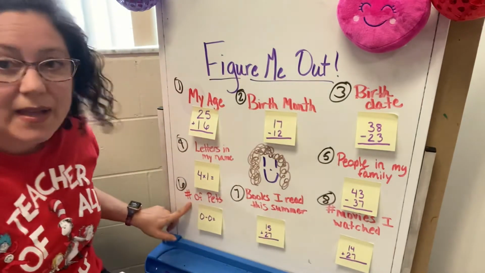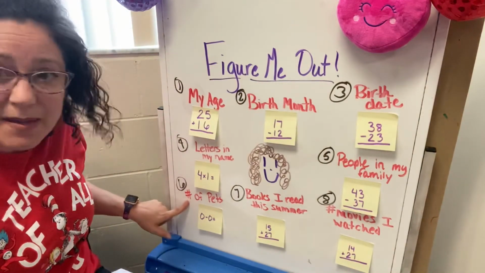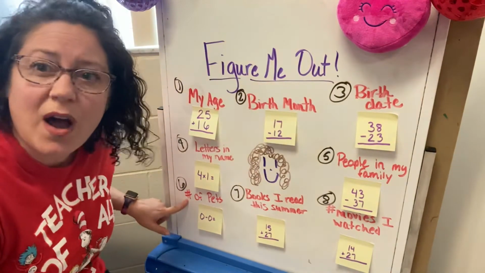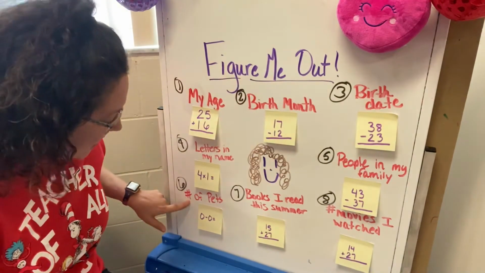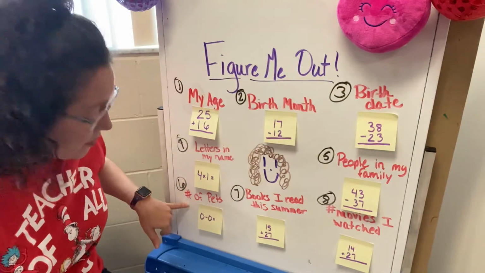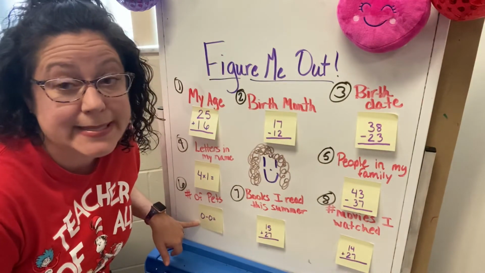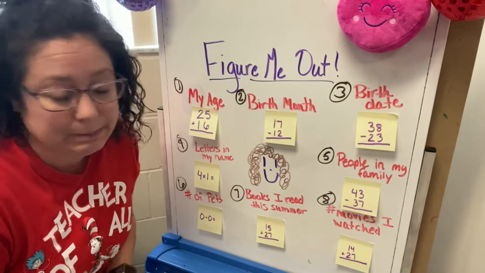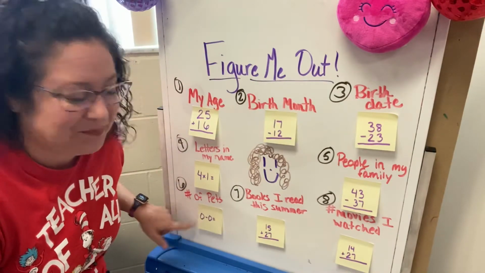Okay. Number 6, that's how many pets I have. Okay, this symbol right here, the hashtag symbol, also replaces the word number. So if I ran out of space, I could do that little hashtag symbol, and that means the word number. Okay, so number 6 is how many pets I have. This one's pretty easy. 0 minus 0. Everyone should know that. Okay, so number 6 is 0 minus 0.